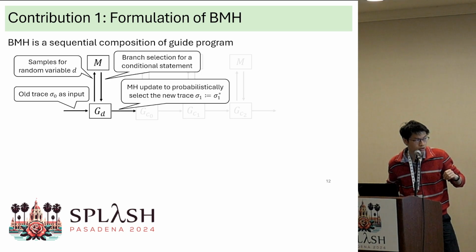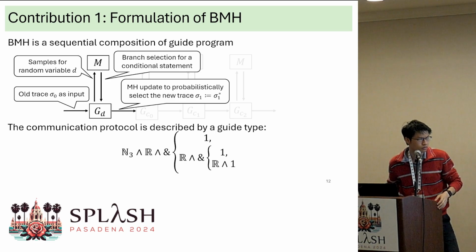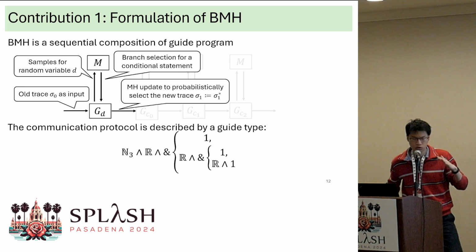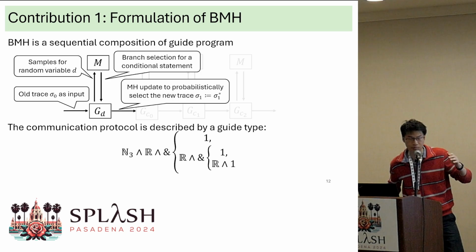And once we obtain a trace after running the guide G, then we perform the image update, where we probabilistically select the next trace to be passed on to the next guide. And then we repeat the same step for the remaining guides. And the communication protocol between the guide and model is described by this guide type on the slide.